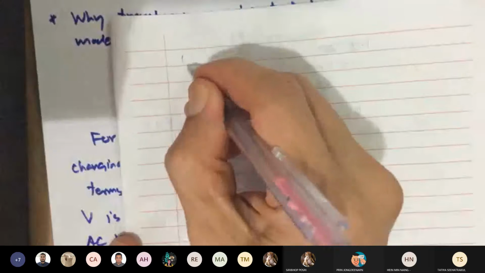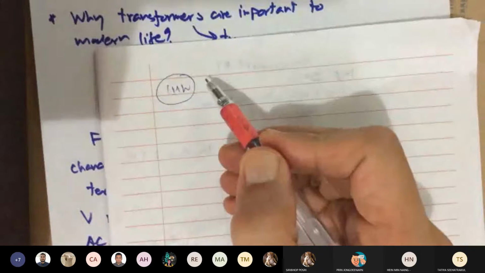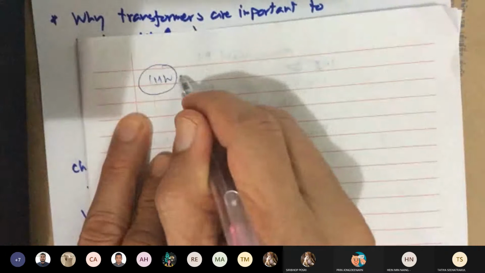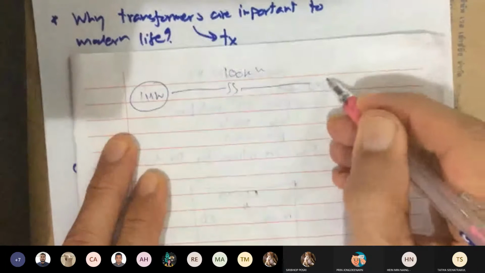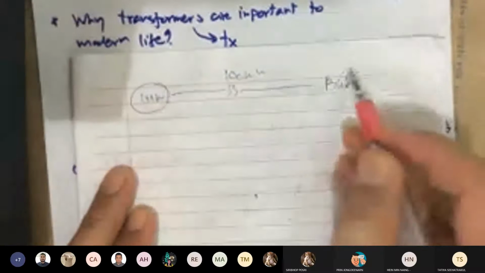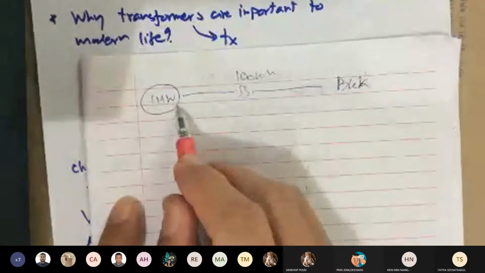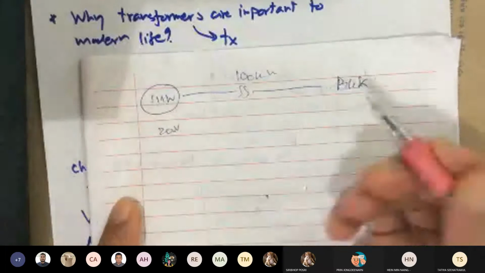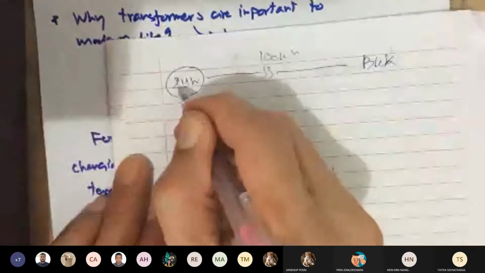Now, let's say I generate 1 megawatt of power. You get to see an example later. Let's say I'm 100 kilometers away, and this is your Bangkok. I want to get this power, 1 megawatt, to Bangkok. If I have this at 200 volt, let's make it 2 megawatt, that's easier.